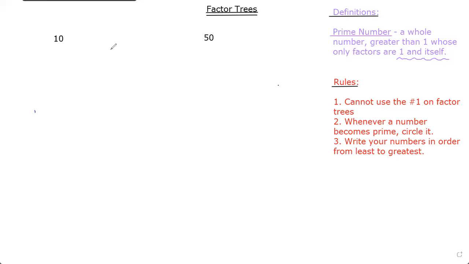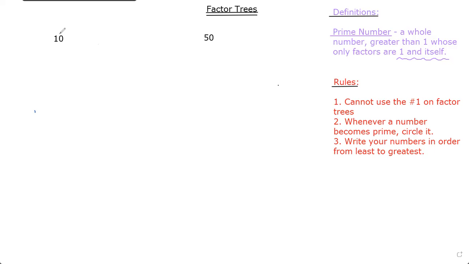Now here we have factor trees. Now that we've gone over what prime numbers and factors are, there are some rules that we need to follow, which are in red. 1, you cannot use the number 1 when making a factor tree, and you'll see why they call it a tree. It looks just like a Christmas tree. Whenever a number becomes a prime number, you have to circle it. And then when you're finished, which is a step we're going to learn later, you're going to write the numbers in order from least to greatest.